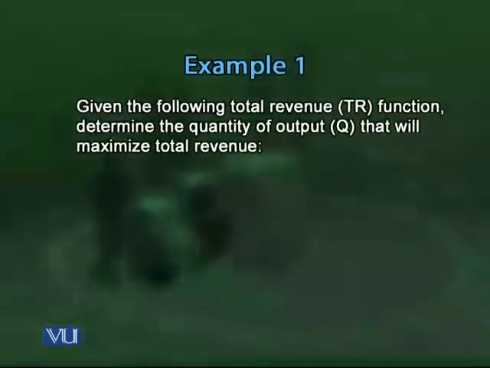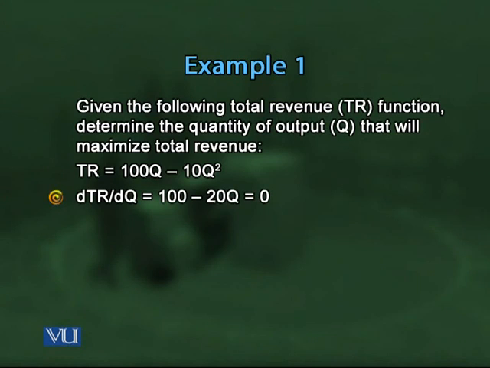Let's take an example to illustrate this optimization process. In this slide, as you can see, we have a total revenue function equal to 100q minus 10q squared, and we take its derivative. When we differentiate the total revenue function with respect to q, we get marginal revenue. Here this is equal to 100 minus 20q, and we set it equal to 0. This was our first order condition.